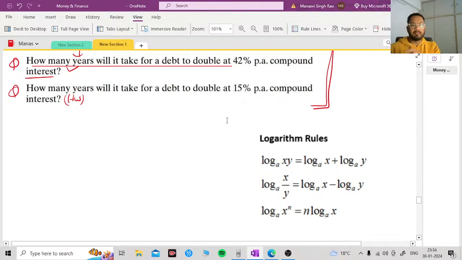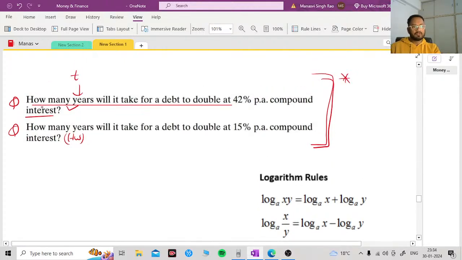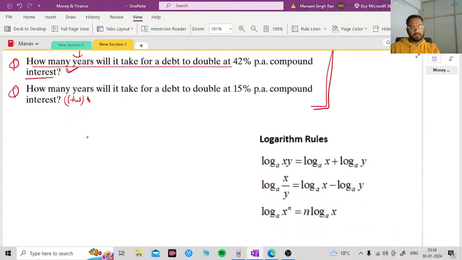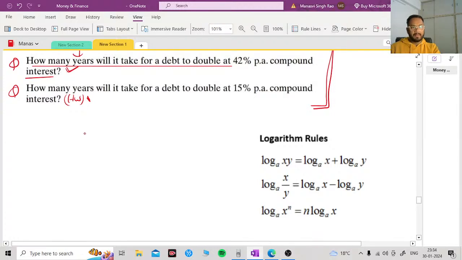Before you start, I'm helping you out with one question and then you can try the other one. So this question I'm trying right now and this you will do after I finish the first one. So let's start. Now, how many years will it take? First important thing you need to note, you need to find the time.